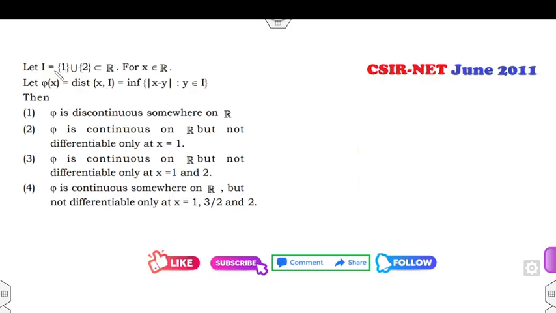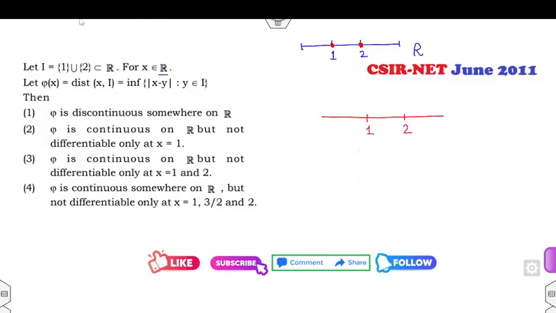So look at that. I is a subset of R. Try to write always graphically if it is possible for you. This is my R. I is my 1 and 2. So that means this is the singleton 1, singleton 2. I can write this is my 1, this is my 2.